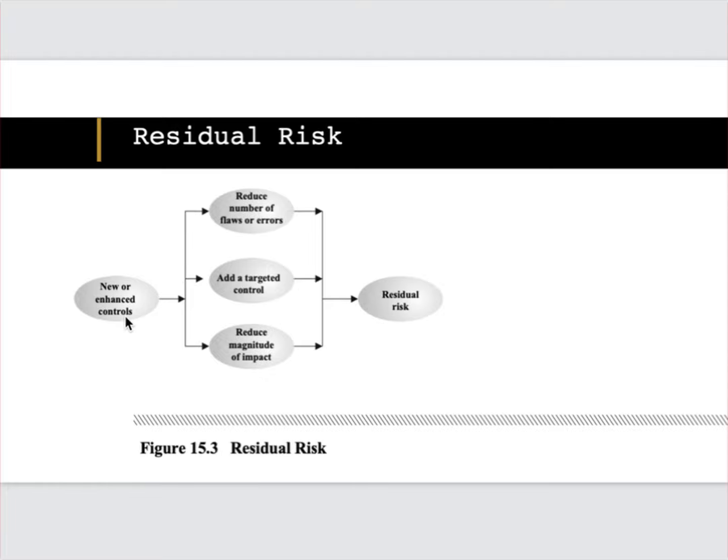So the residual risk deals with new and enhanced controls, which basically reduce the number of flaws or errors, add a targeted control, and reduce the magnitude of impact, but still there is some type of risk in the system even after doing all this. The other term that is used is the inherent risk. The inherent risk is typically defined as the level of risk in place in order to achieve an entity's objective and before actions are taken.